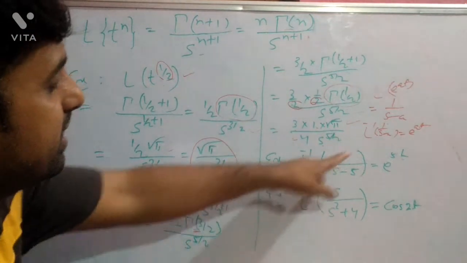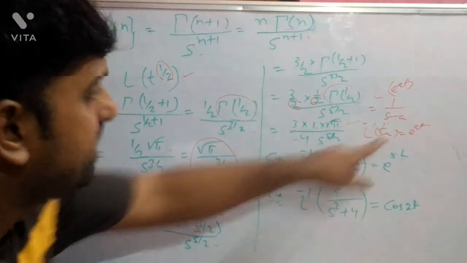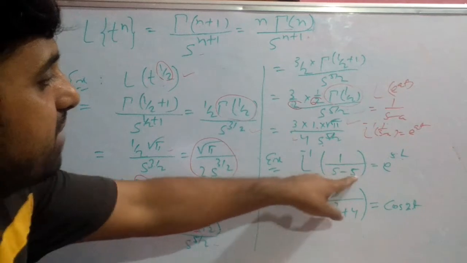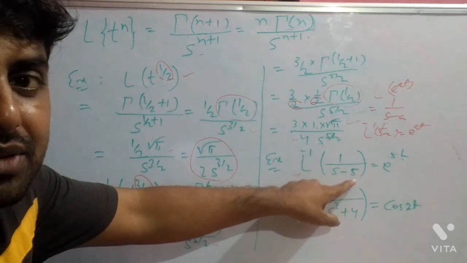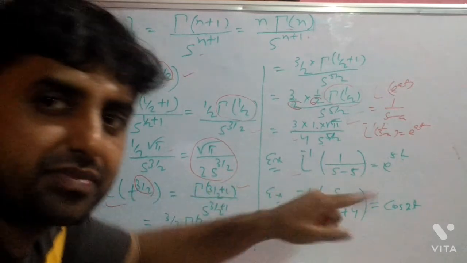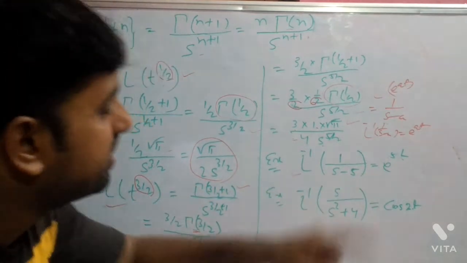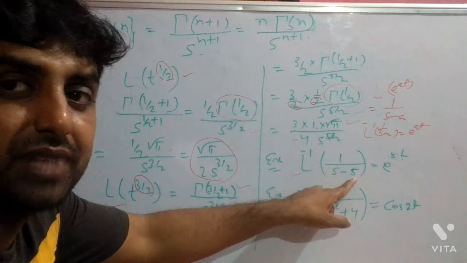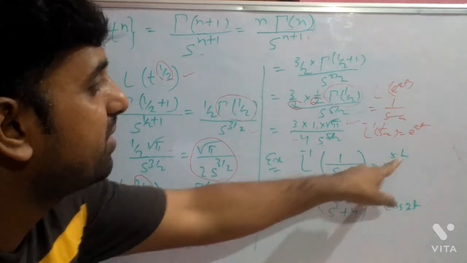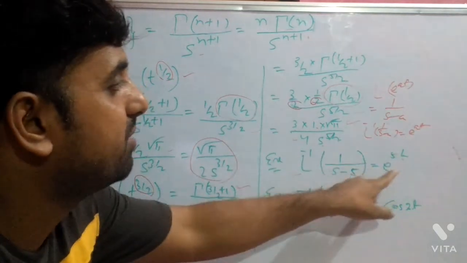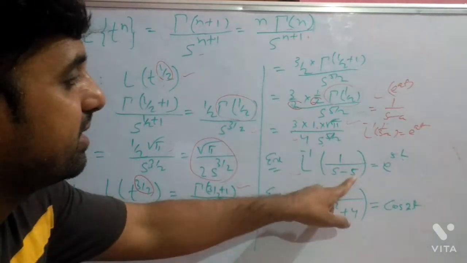This is in that form, 1 by s minus a. Here we have 1 by s minus 5, so a is 5. So the Laplace inverse of 1 by s minus 5 will be e to the power 5t, since a is 5 here.